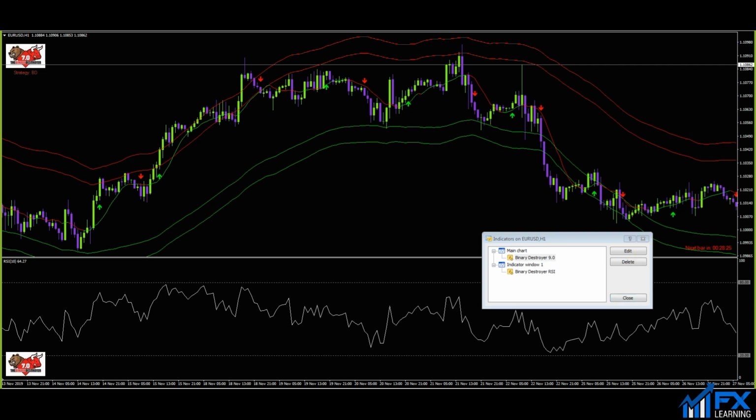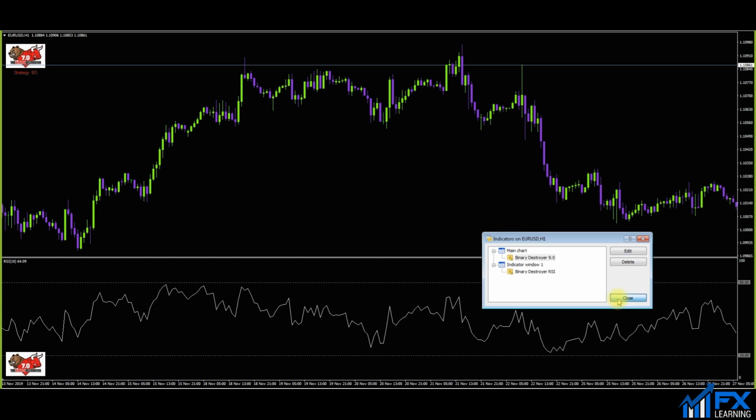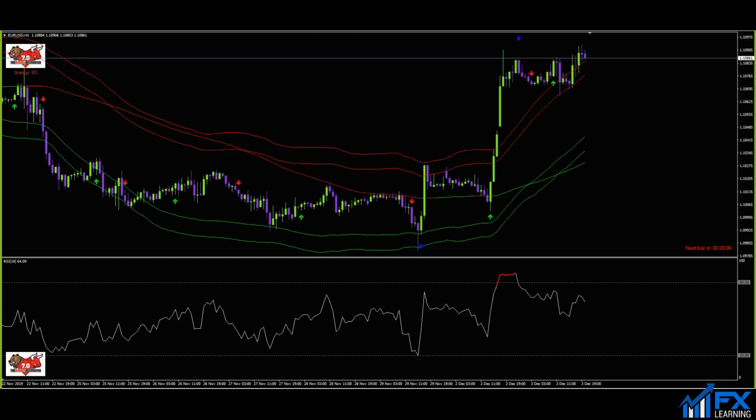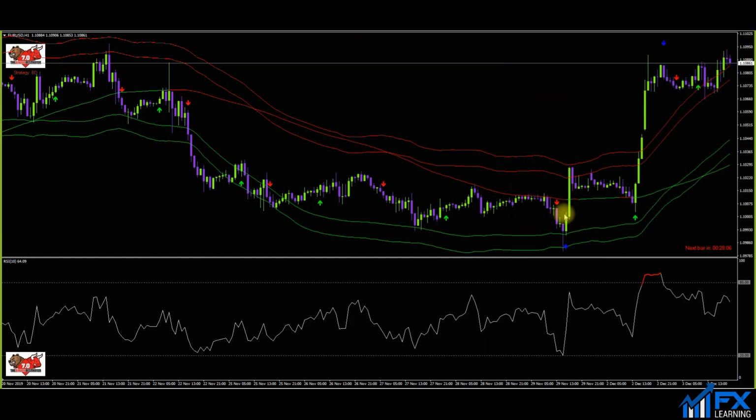So I want to change that, the amplitude and the half length, and we are good. Okay, so let's go back here. Look at this line now, in between the zones. Look at this setup here.